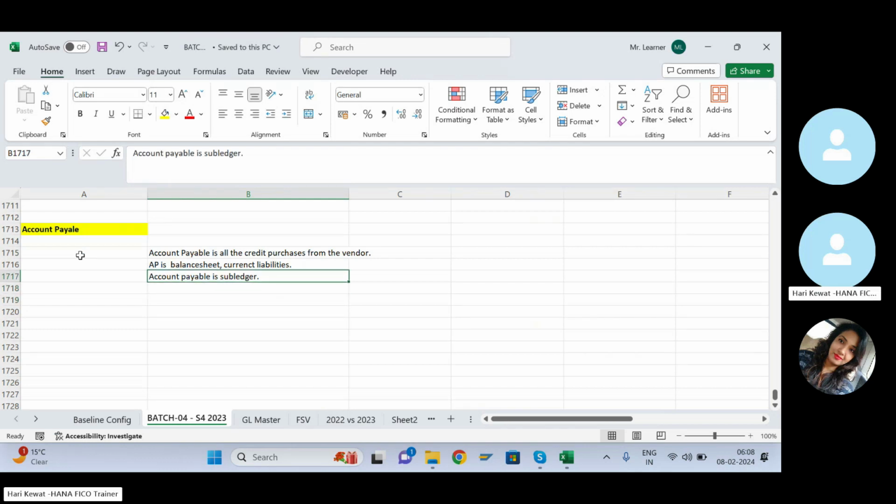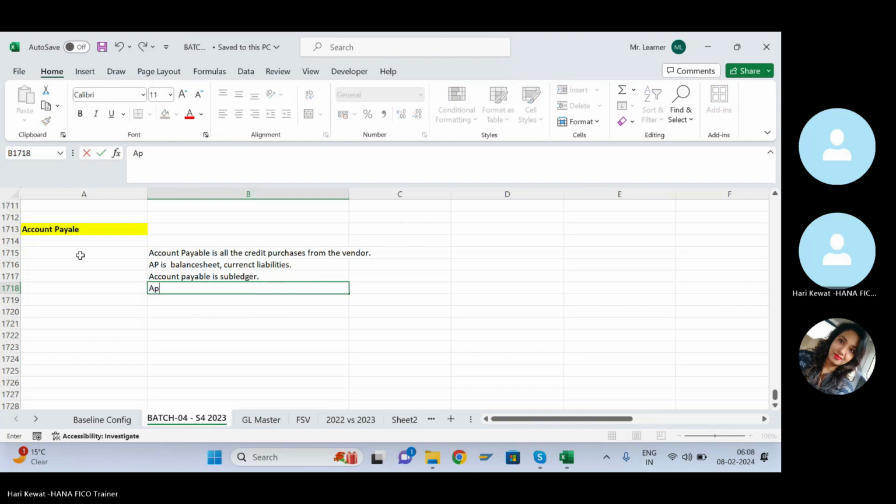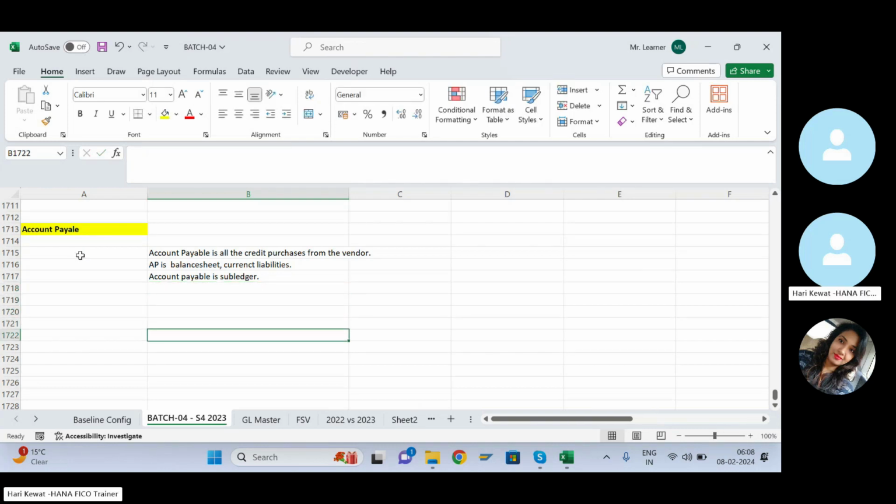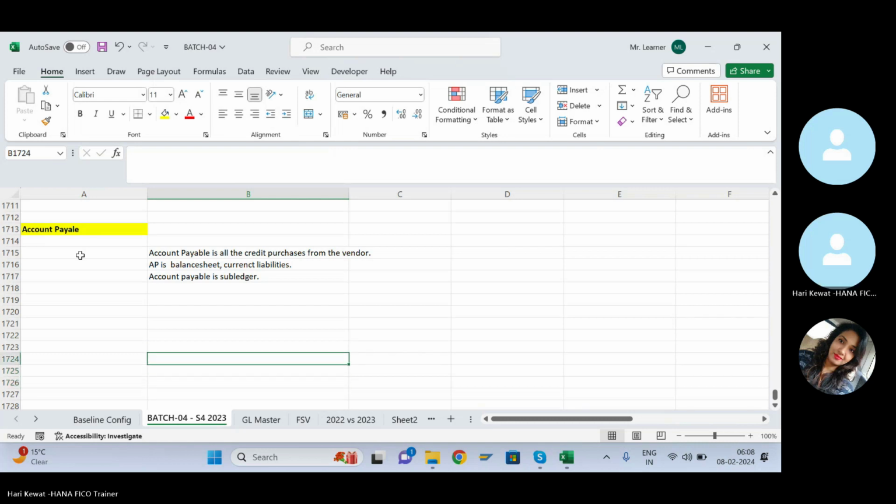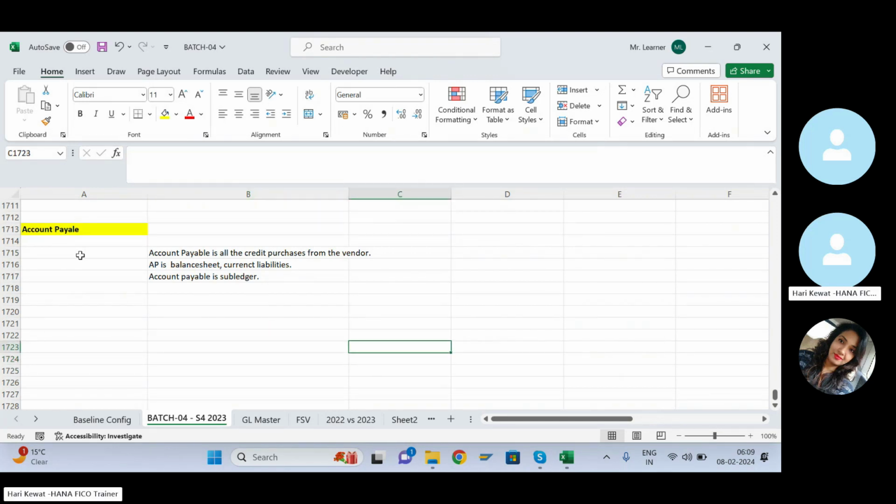Listen very carefully. Let me give you an example. If you want to purchase anything on credit basis, first you need to have the vendor master. You have to create the vendor master, and while creating it you have to give the GL. The GL which you enter in the vendor master is known as the reconciliation GL.